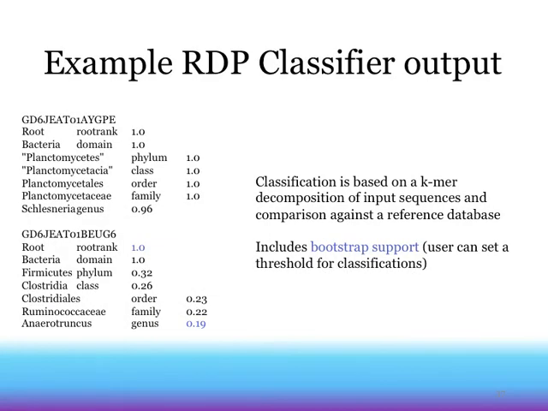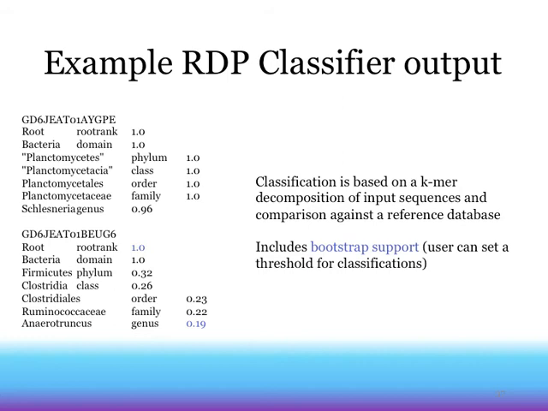Here's an example of what it looks like. So we got two sequences over here, and it gives you a classification at each rank. So bacteria is the domain level. In this case, the sequence has been assigned to Planctomycetes, which is phylum level. So you get that level of classification. What's nice about it is that it also uses a bootstrap-based approach to give you some sort of confidence score on the assignment. And so look at the second one there, right? Bacteria, domain, the confidence is basically 100%. Firmicutes is the phylum, 32%. Okay, so on there. Clostridia class, 0.26.